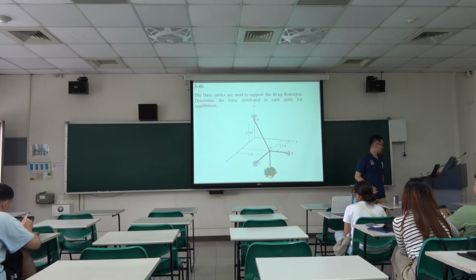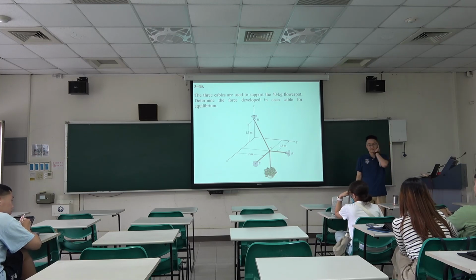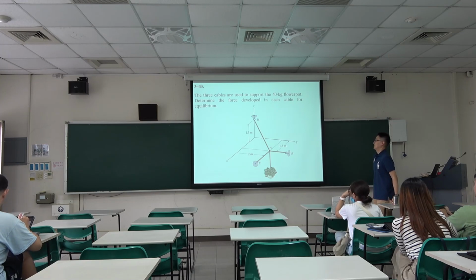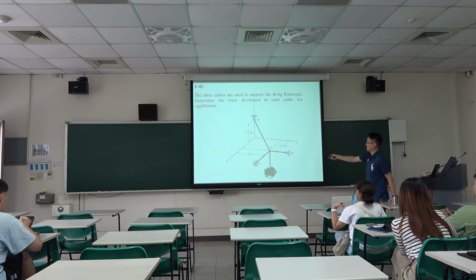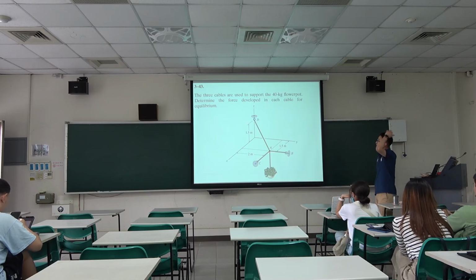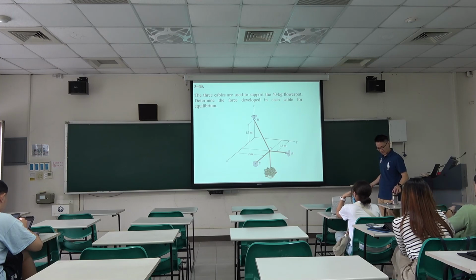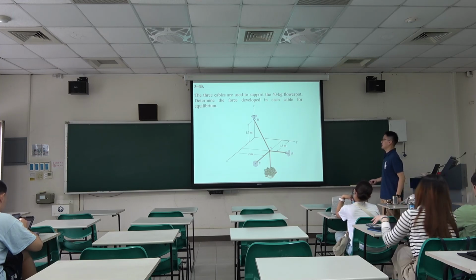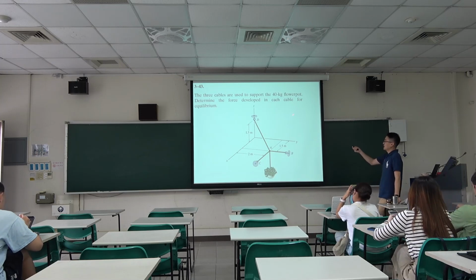Okay, practice question. The three cables, AB, AC, AD, are used to support a 40 kilogram flower pot. This one, flower pot 40 kilogram, which means we have to change the unit, and determine the force developed in each cable.